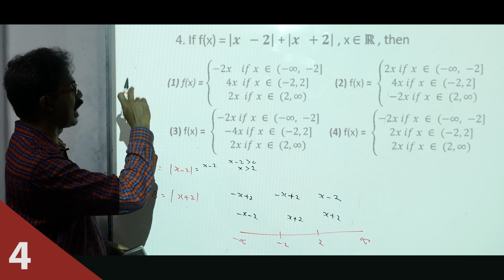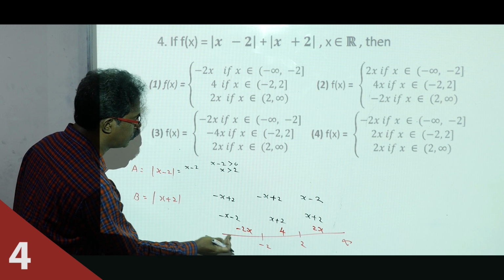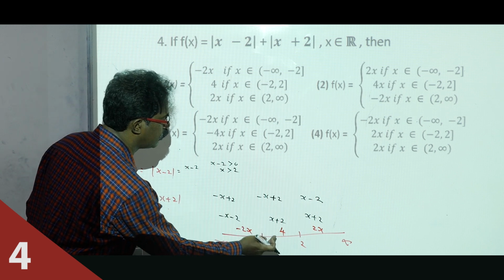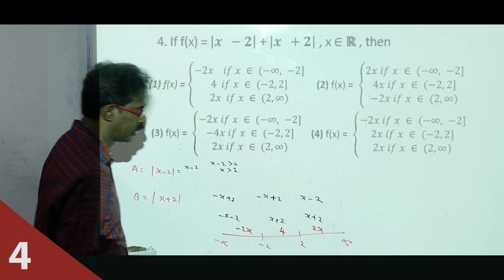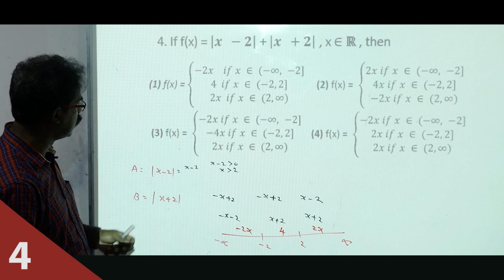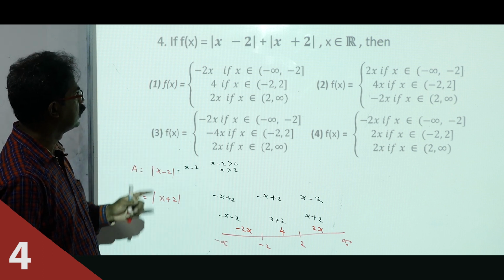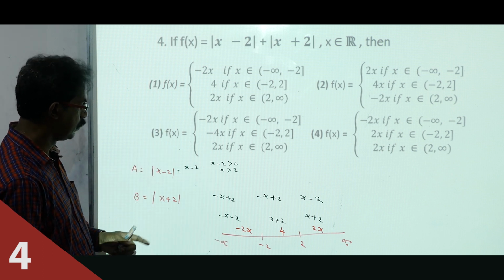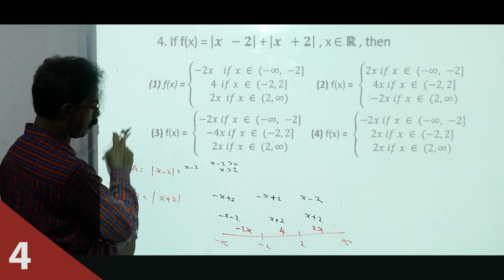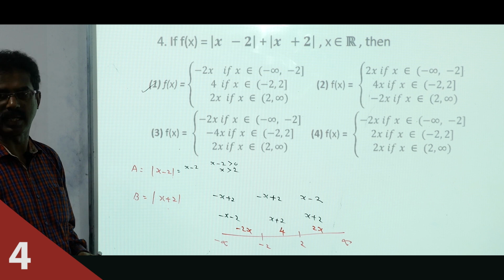Now f of x means you have to add A and B to get f of x. If you add, in the first case you get minus 2x, in the second case you get 4, and in the third case you get 2x. Now we see which option is the correct one. The first one is minus 2x, the second one is 4, and the third one is 2x. Minus 2x, 4, 2x. The first option is the correct one.